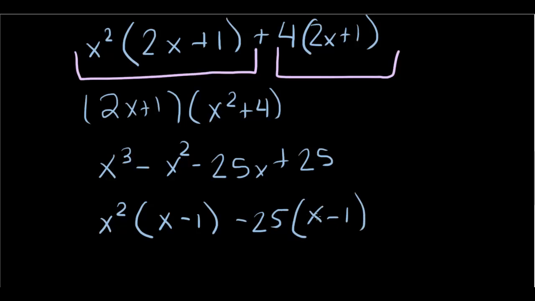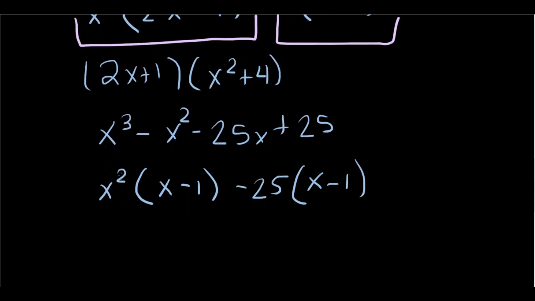And some of you will ask, well, why? How come it is negative 1? Well, because negative 25 times negative 1 gives you the positive 25. That's the reason that one is negative 1. So then again we have two terms. This is the first one. This is the last one.